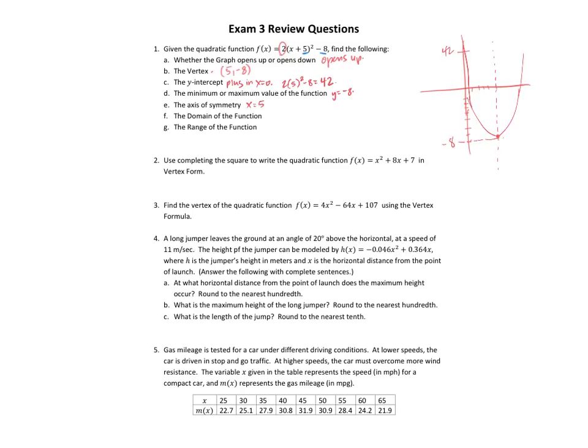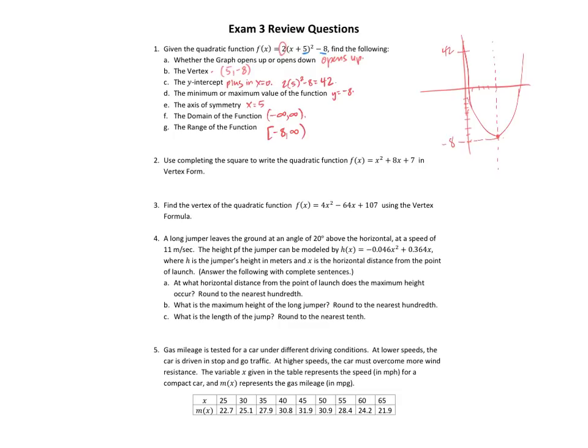The domain of the function is all possible x values that will give me a real output. So any x value I could put into that. So the domain is all real numbers, so -∞ to infinity. And the range is all the y values. So it looks like the lowest y value that it achieves is -8, and it goes to infinity from there. So -8, infinity.